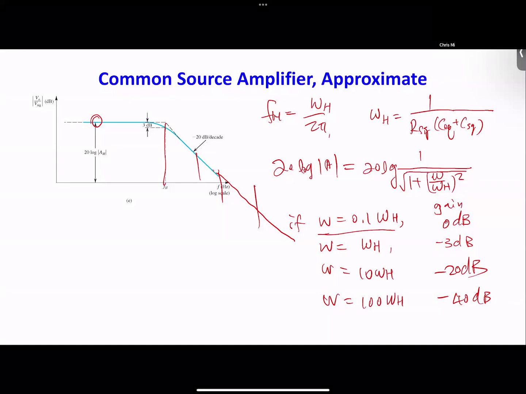Yeah. What is it? What did I do? Negative? Oh, minus 3. When you put the 1, 1 plus 1, omega is omega H, this becomes 1. So 1 plus 1 is 2, right? Square root of 2 is 1.414, right? Then 1 divided by that and take a log, and then multiply by 20, you get minus 3.